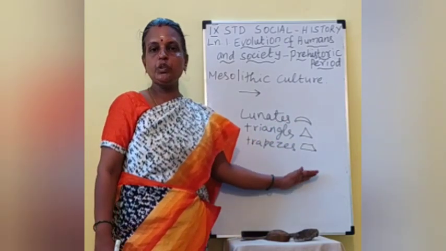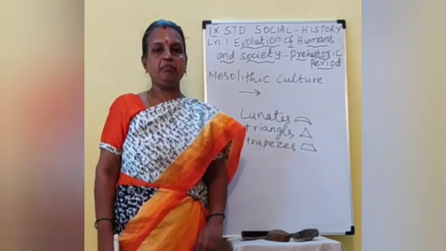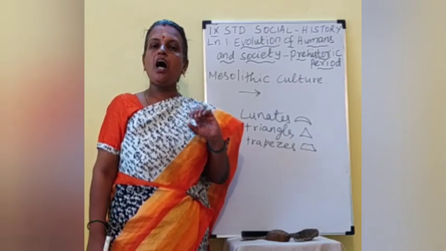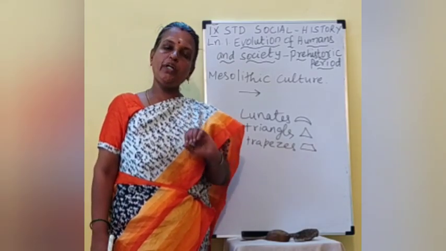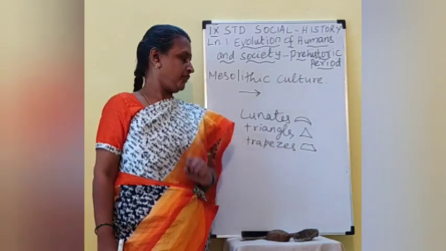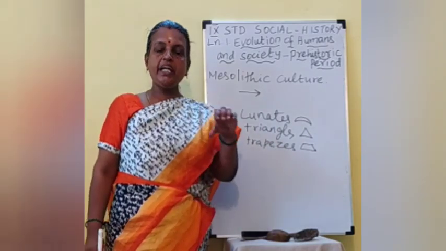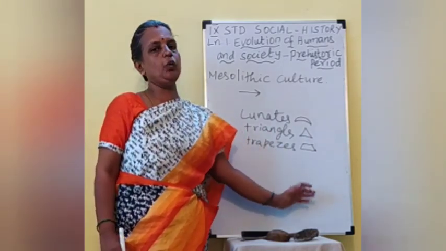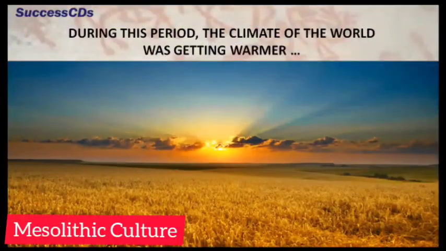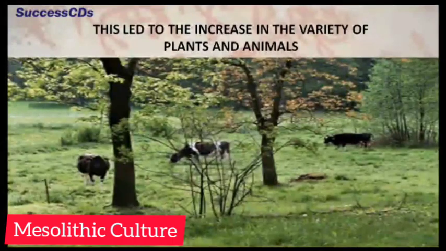These kind of tools were also used by them. These tools were hafted with wooden and bones. Hafted means making handle for the tools. During this period, the climate of the world was getting warmer, which led to an increase in the variety of plants and animals. Hunting and gathering food became easier and human survival rate increased.